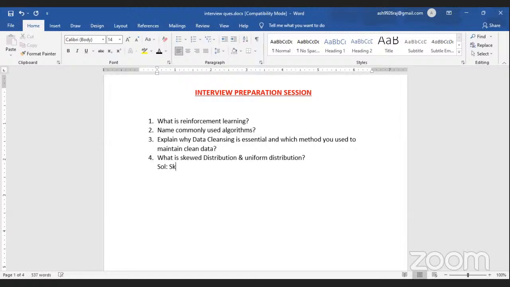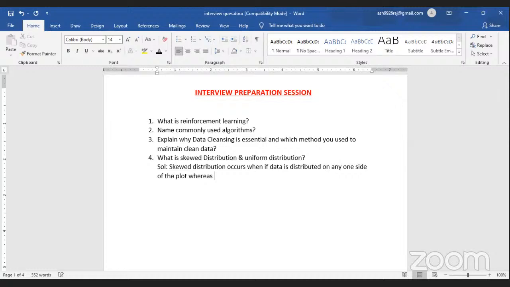Okay, let me write. Skewed distribution occurs when data is distributed on any one side of the plot.